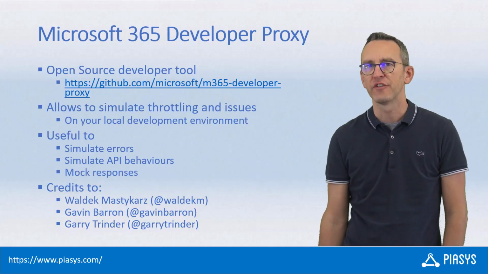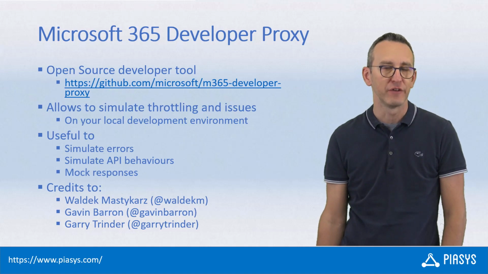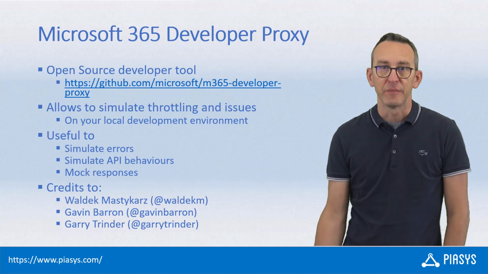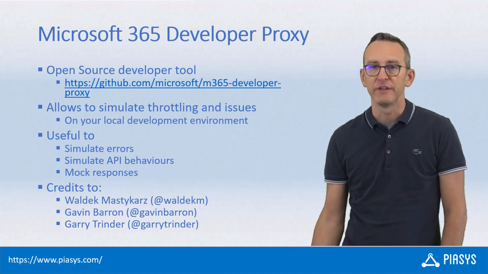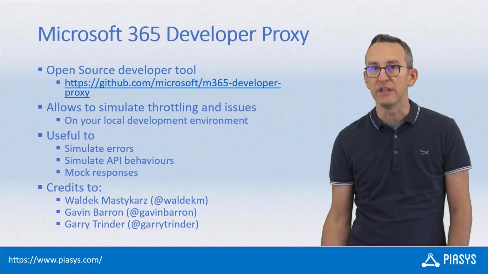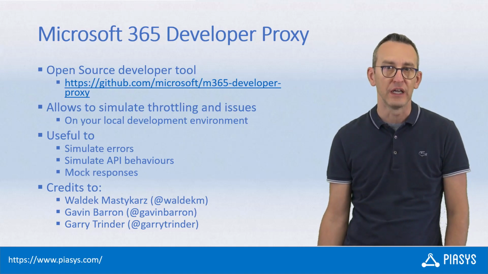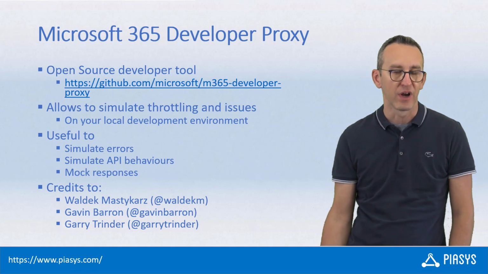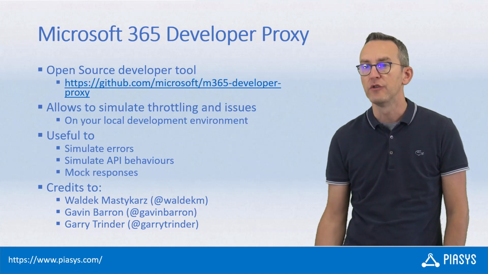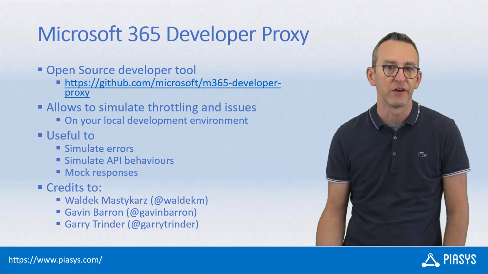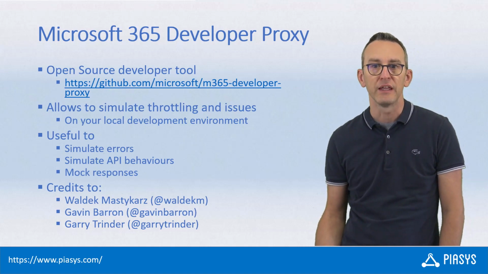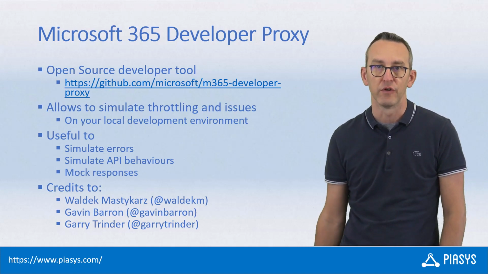Today we start a new series of episodes about the Microsoft 365 Developer Proxy, which is an open source developer tool created by Microsoft in order to help developers to simulate throttling and, generally speaking, HTTP issues whenever consuming an external API, which can be Microsoft Graph, the SharePoint APIs, or any other API of your own. It is really useful whenever you want to simulate an error or to simulate an API-specific behavior or eventually play with mock responses for your APIs.